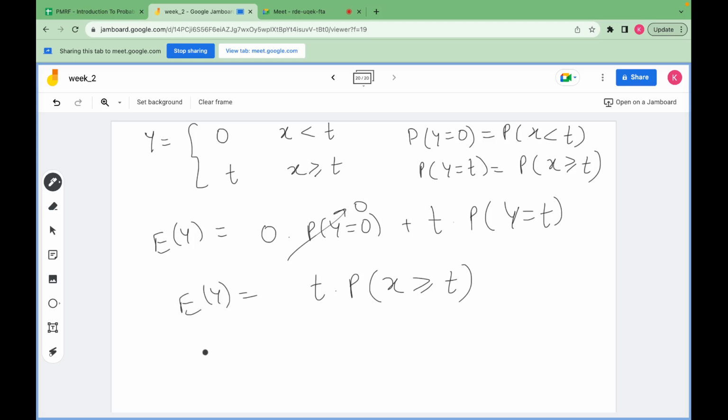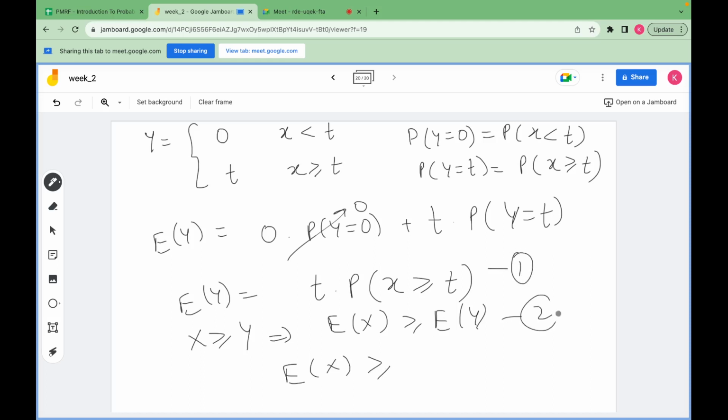This is the expectation of y. X is greater than or equal to y, which implies that the expectation of x is greater than or equal to the expectation of y. So from here we can rewrite it. From this equality and from this inequality, we can say that E[x] is greater than or equal to t times the probability that x is greater than or equal to t. So this is Markov's inequality.